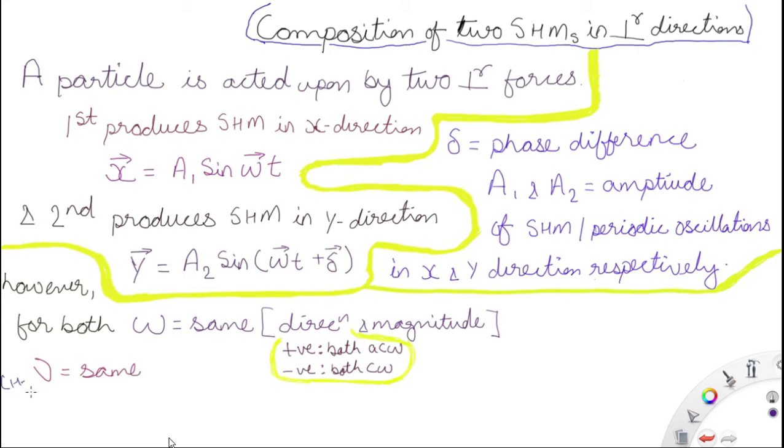Now frequency in hertz, which is the reciprocal of the time period, is represented by nu. So omega is nothing but 2 pi nu. So nu is also the same, and time period is nothing but the reciprocal of nu, so it is also the same.